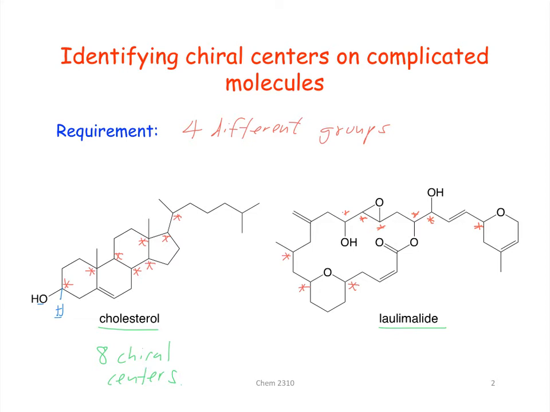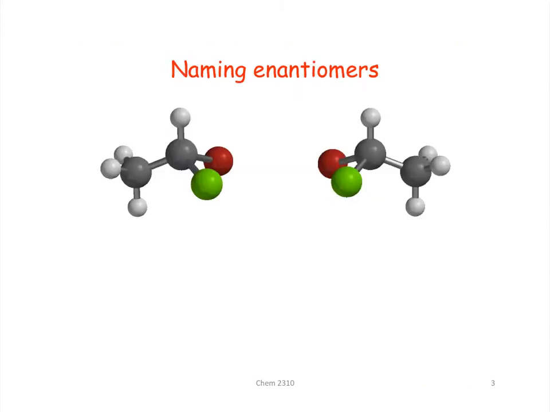So laulimalide has 1, 2, 3, 4, 5, 6, 7, 8, 9 chiral centers. So likewise, laulimalide has no symmetry to it. It would be different from its mirror image if we showed the chirality of each of those centers, and so it would have a mirror image that's different from itself. Alright, so let's go back to a more simple situation and come up with a way to determine or to describe a single chiral center.